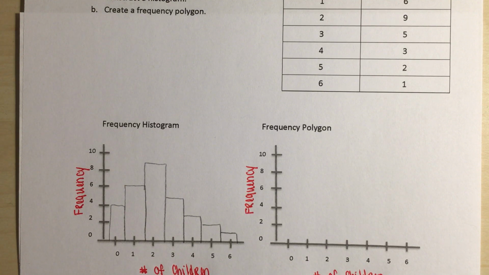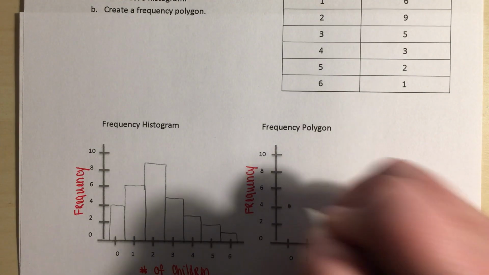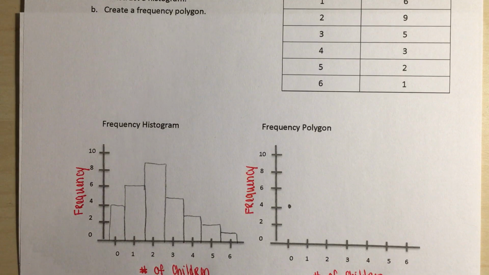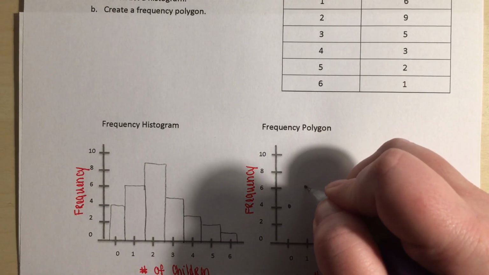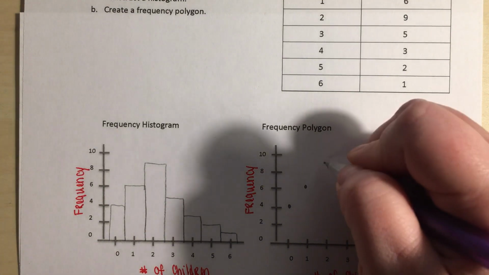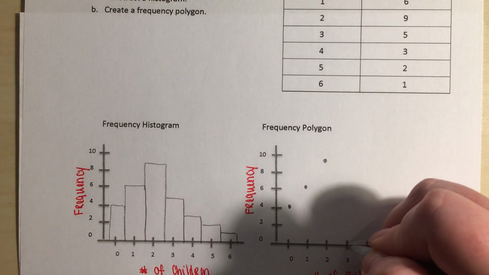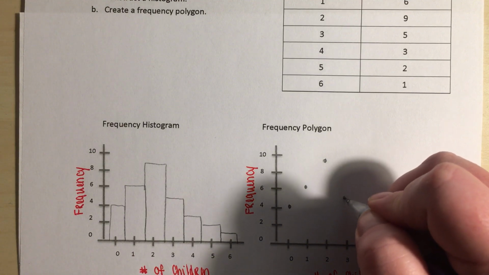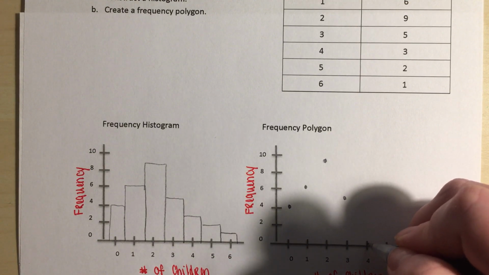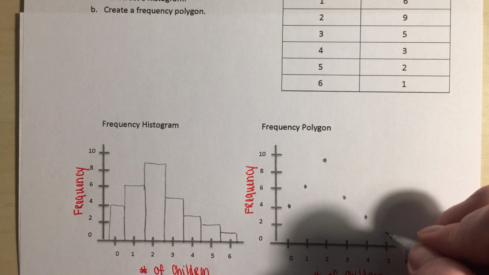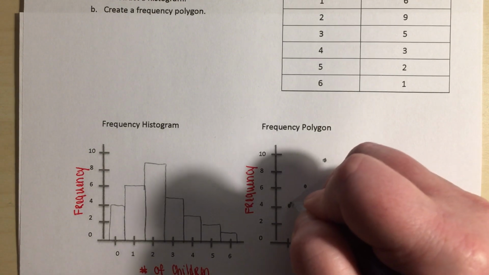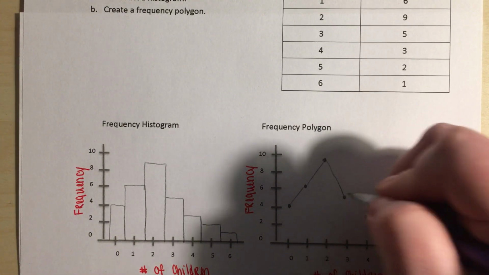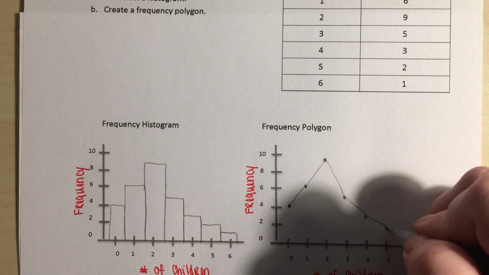Right, our polygon, instead of being a graph of these vertical bars, is going to be a line graph. So we're going to put dots at all of these. Our frequency for 0 is 4, so we're going to start with a dot there. Then our frequency for 1 is 6. Our frequency for 2 is 9. Our frequency for 3 is 5. For 4 is 3, for 5 is 2, 6 is 1, and then we're going to just connect the dots to give us a nice frequency polygon.